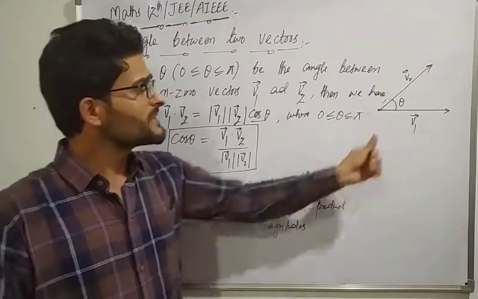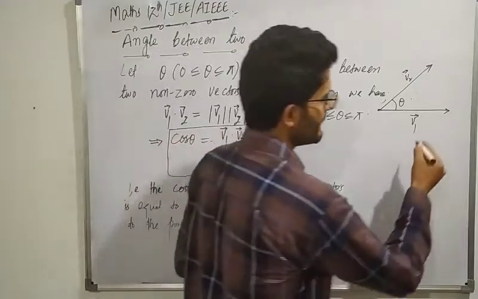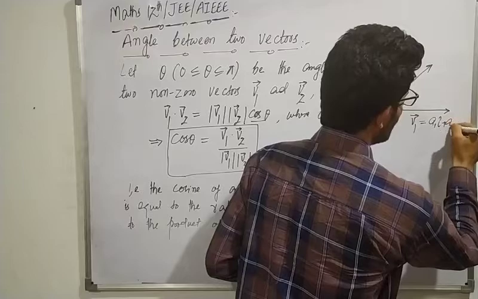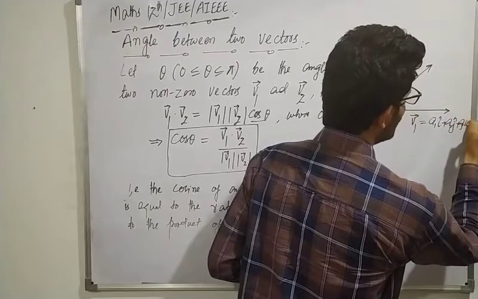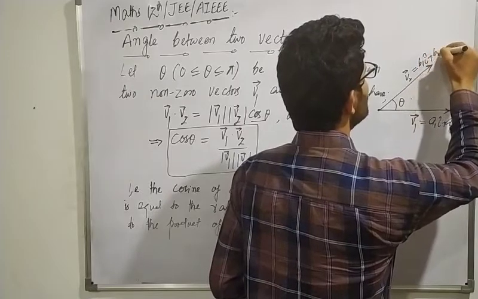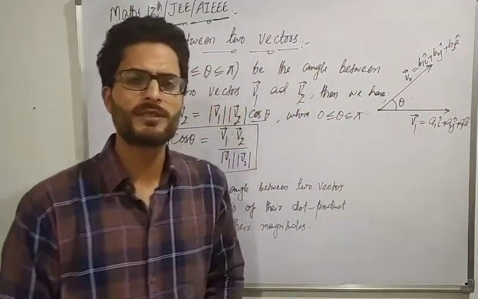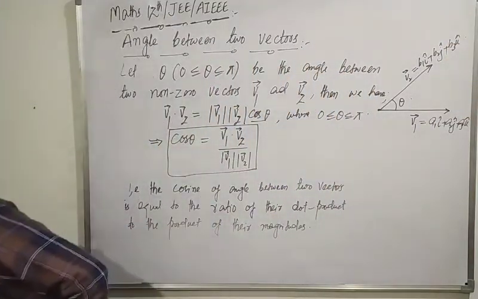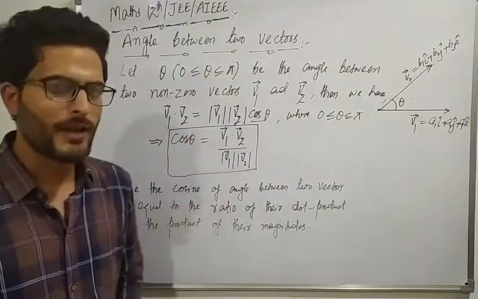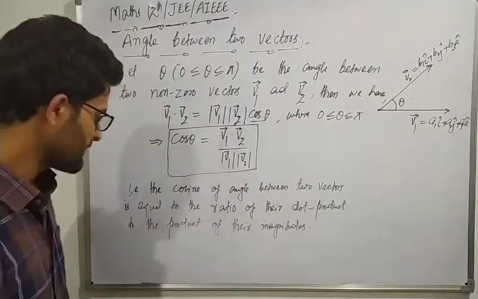Now, if these vectors are represented in terms of their rectangular components, means if we have vector v1 which has been expressed as a1i plus a2j plus a3k, and we have vector v2 is equal to b1i plus b2j plus b3k. When vectors are represented in terms of their scalar components, they have been resolved either in plane or in space, then at that time what would be the angle between them? Here we are going to calculate.